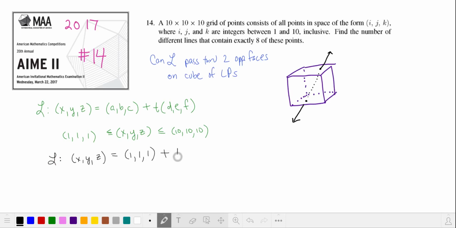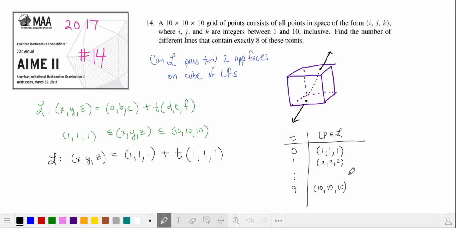Since we're interested in lattice points where the coordinates are integers, let's make our parameterization add 1, 1, 1 to each of the coordinates. And let's find the lattice points that the line passes through that are inside of this cube. When t is 0, our line passes through point 1, 1, 1. When t is 1, it passes through 2, 2, 2. The last lattice point that our line passes through is 10, 10, 10 before it leaves the cube. This gives us 10 lattice points, which is too many.